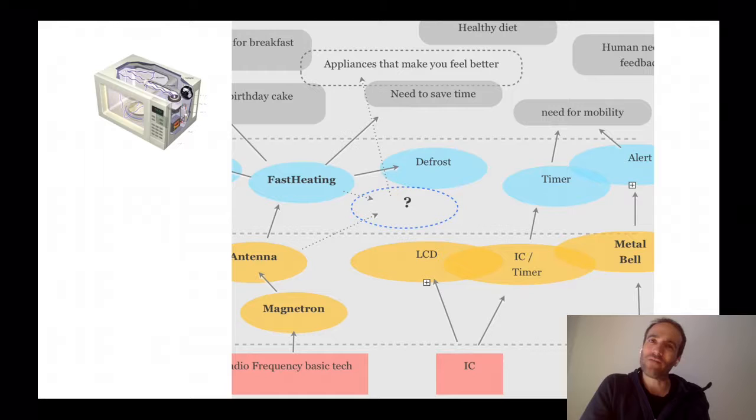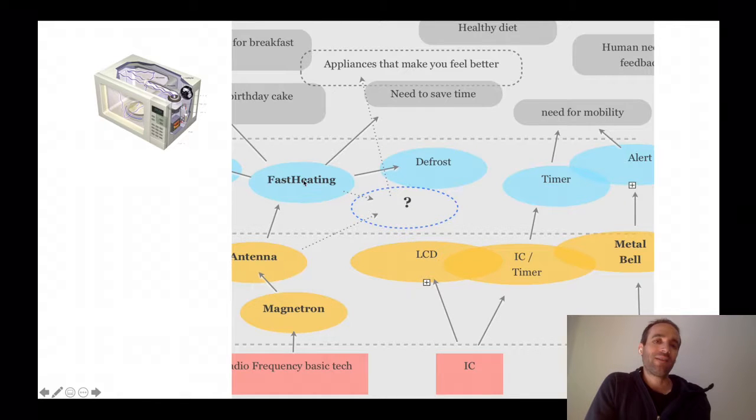So how does a microwave work? There is a component called the magnetron, which creates the microwaves. And this magnetron speeds these microwaves, and these are channeled by an antenna towards the food. So we have a magnetron connected to an antenna. And then on the other hand, we have integrated circuits controlling the time and the LCD. And then we also may have a metallic bell, right?